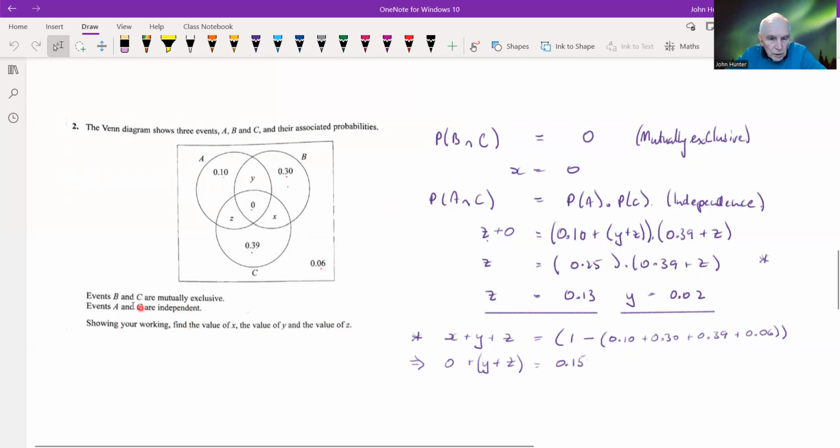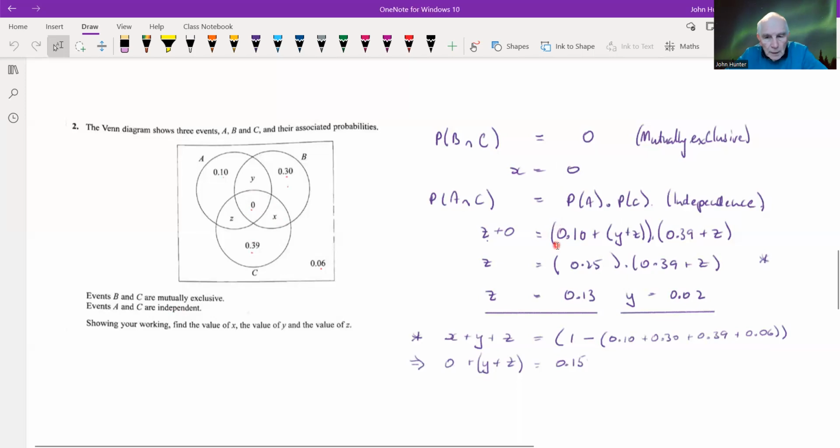Okay, so we are told that B and C are mutually exclusive. That's B and that's C. We know that's 0, but actually this whole space, the intersection of B and C, must be 0. So therefore X must be 0 as well, because we've already got 0 in that bit, but we need to have 0 here as well. So X is equal to 0.